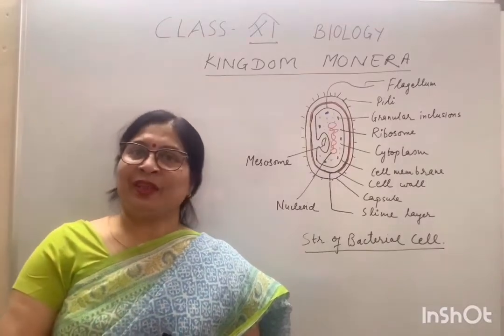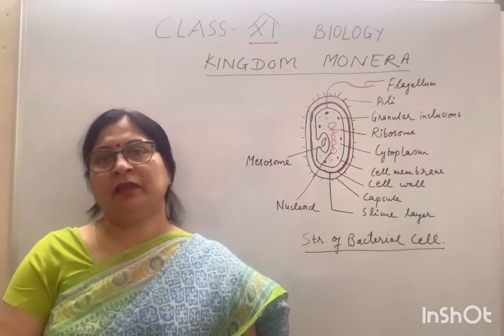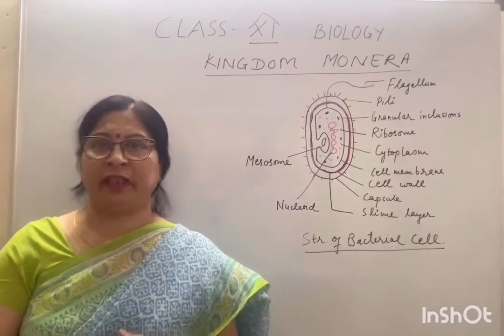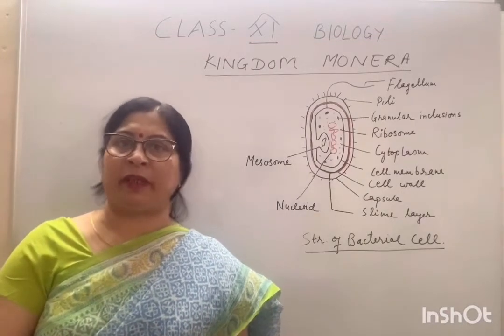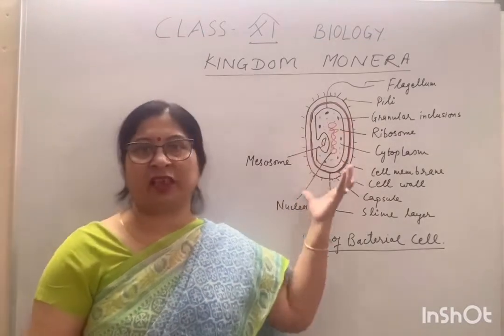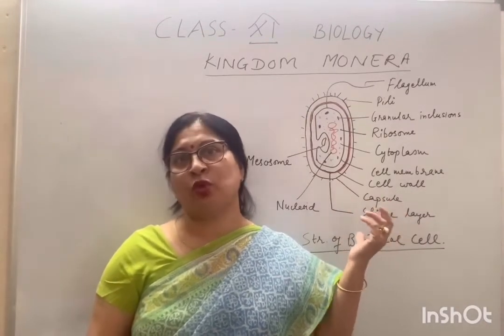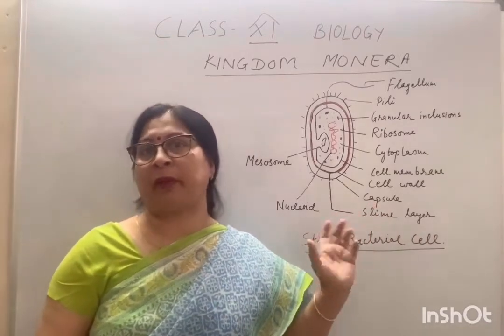Welcome everyone. Today I will be taking class 11th Kingdom Monera. We have already started it and have done the various types of bacteria. Now today I will be taking the structure of bacterial cell. You can see here, this is the structure of a bacterial cell. Bacterial cell is prokaryotic, that is, no true nucleus is present, so the nucleus is not bounded by a nuclear membrane.